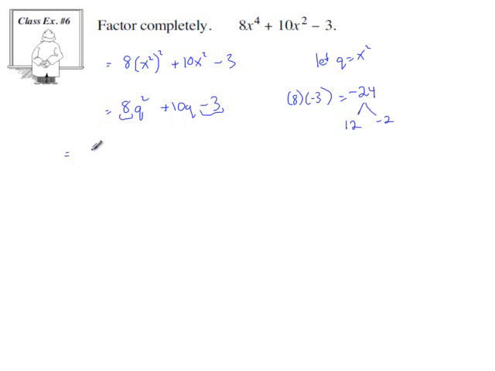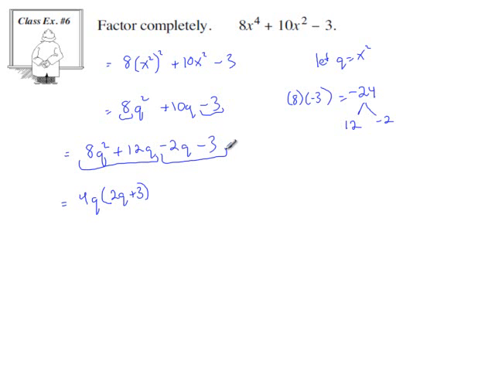Next step is to rewrite the equation. So I'll get 8q squared. Instead of the 10q, I put plus 12q minus 2q minus 3. Okay, now you split this into two groups. Now take out a common factor if you have one. So 8q squared and 12q have a common factor of 4q. So you take that out. 8q squared divided by 4q is 2q. And 12q divided by 4q is just 3.